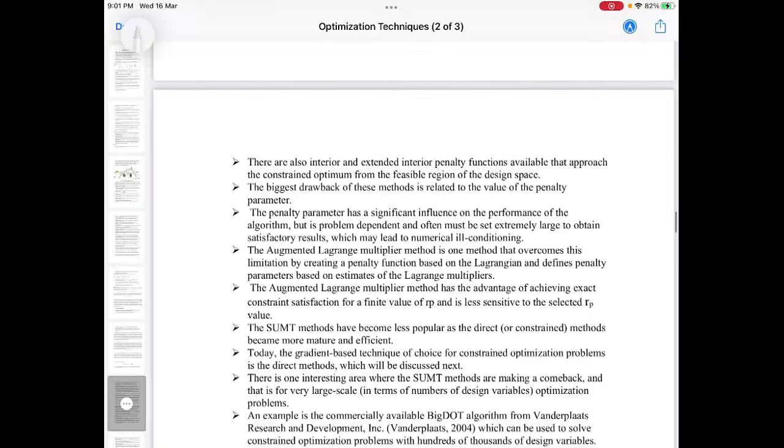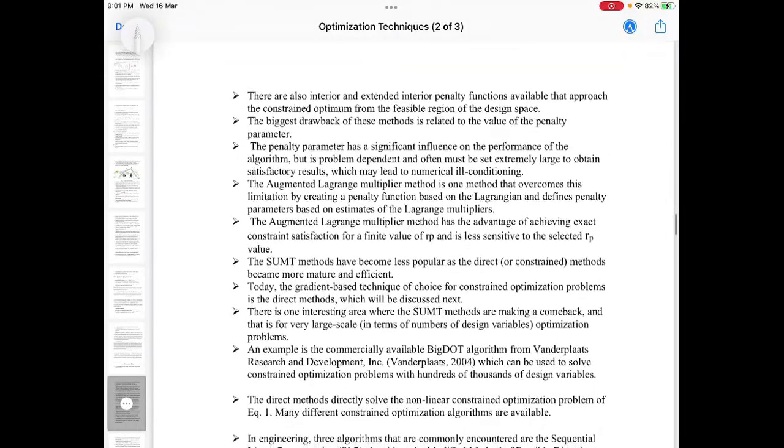The augmented Lagrange multiplier method has the advantage of achieving exact constraint satisfaction for a finite value of RP, and is less sensitive to the selected RP value. So here this is called the augmented Lagrange multiplier. Augmented Lagrange multiplier means the modified Lagrange multiplier method, where RP is the penalty parameter.